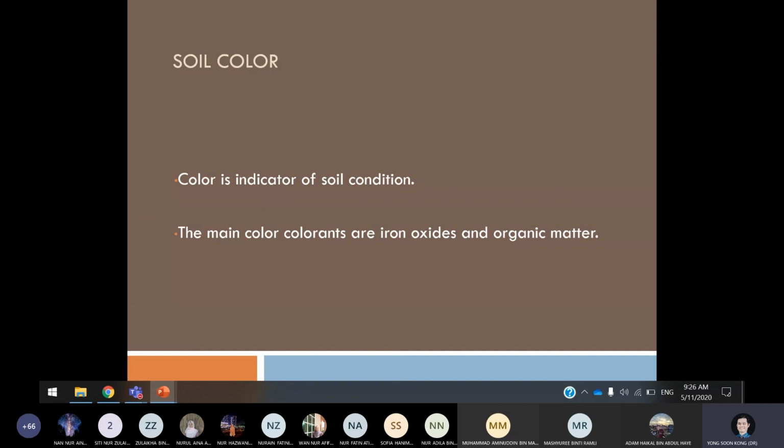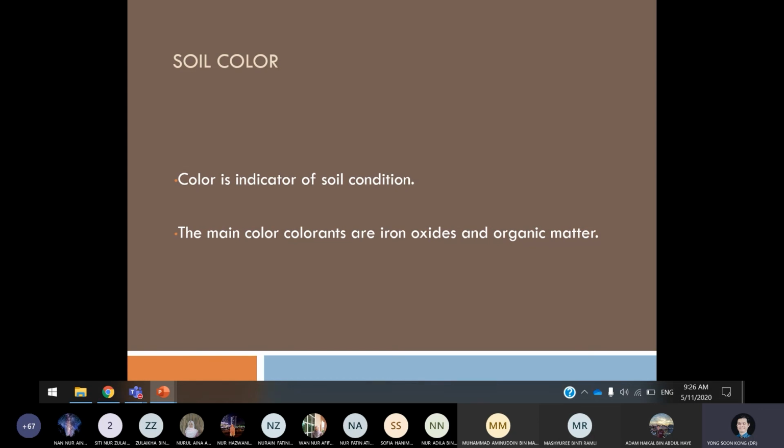But in agriculture and also in the environment, being fair, in terms of soil color, means not good. Usually not good.